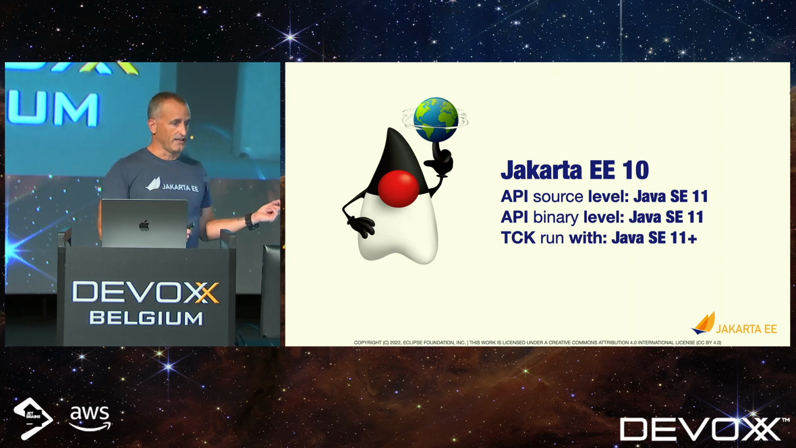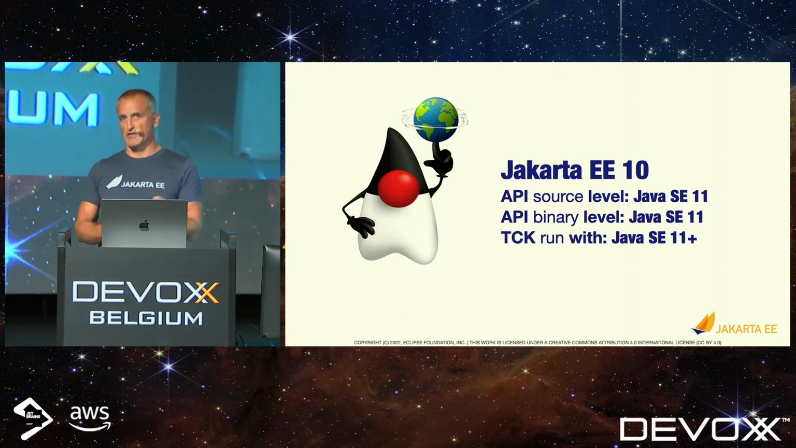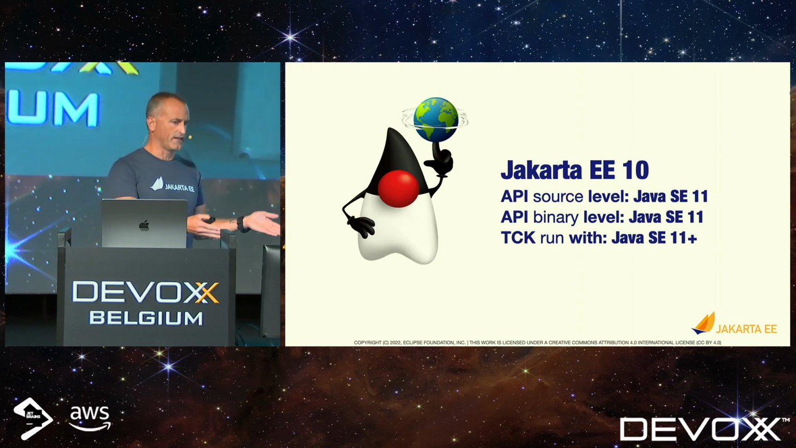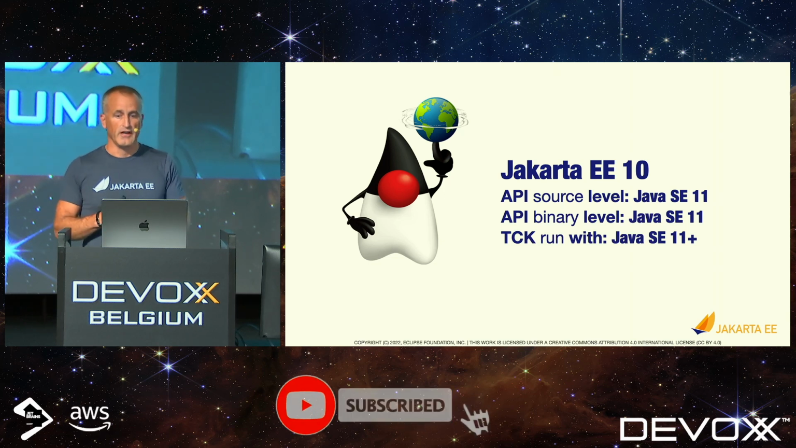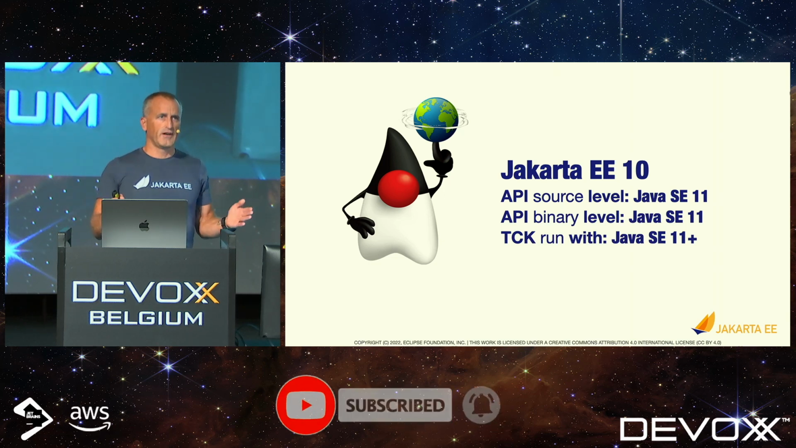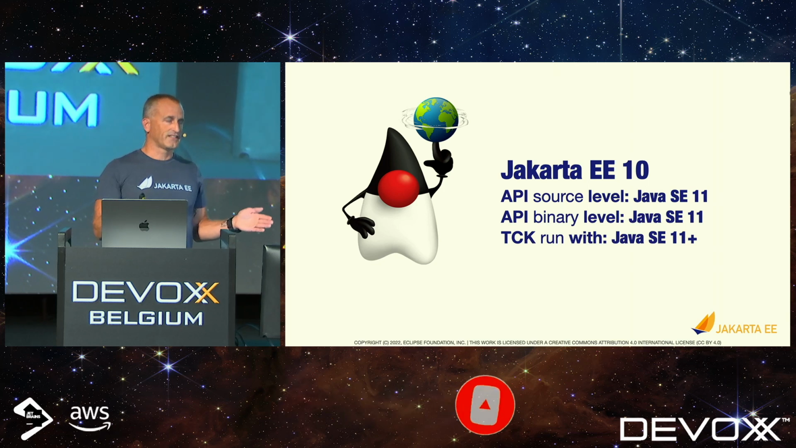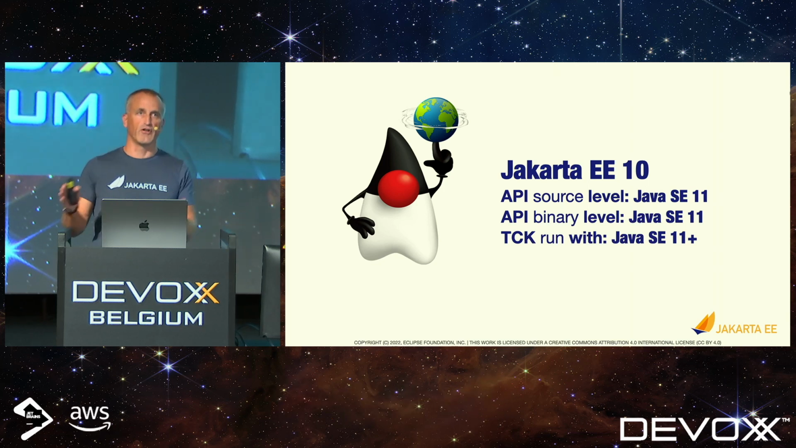Another thing we did with 10 is to raise the API source level from 8 to 11. That may seem like kind of a defensive thing just to go 11. I mean, we're at 19 now, so why not go further? But we figured out that there weren't actually that many specifications that had things they wanted to incorporate in their APIs that required more than 11.